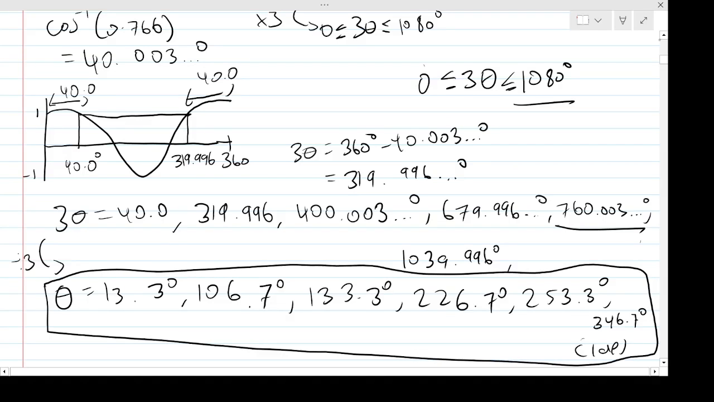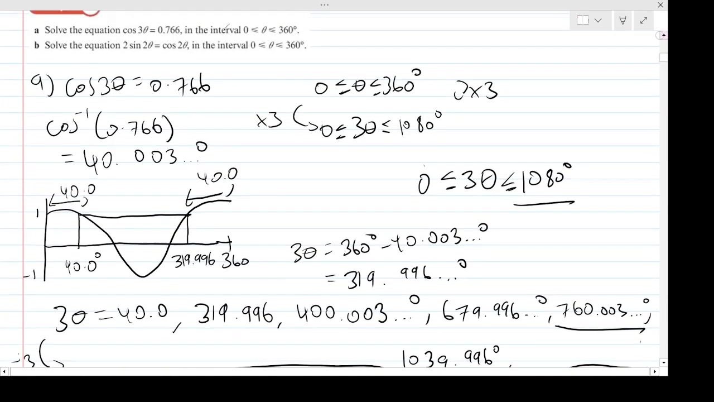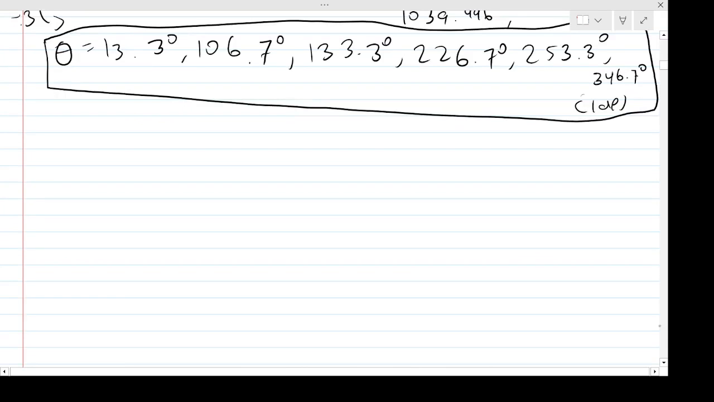So solutions for theta, not 3 theta, but for theta that solve this equation when we have cos of 3 lots of theta is 0.766. And that makes sense because if you look, our original interval was for theta to be between 0 and 360. Well, there we are then. All our values are indeed between 0 and 360 for theta there. So our solution makes sense.